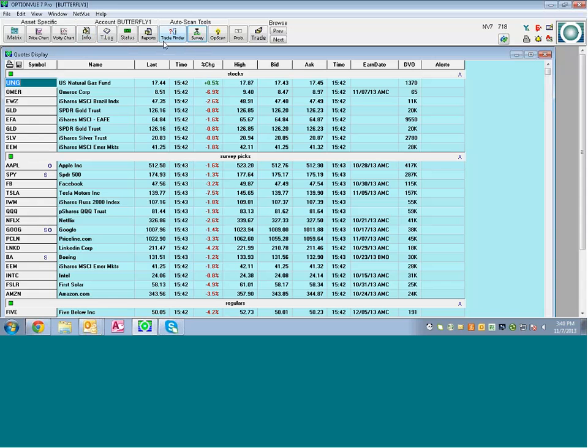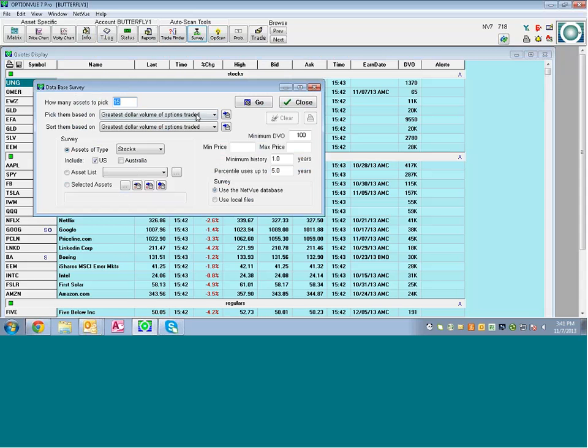So then I was talking about the auto scan tools, that there are 3 very excellent ways to get trading ideas right in the software. We don't have to go to FinViz, but we can actually come here and look at 3 different buttons. These have particular applications. The survey actually does a survey of the database of all optionable assets. I had set this survey last night to pick 15, in this case, stocks, based on the greatest dollar volume of options traded, because I wanted to see the most liquid stocks, and I can sort them as well on that.